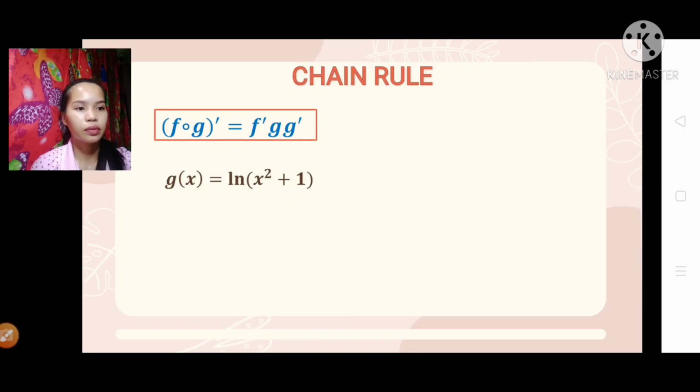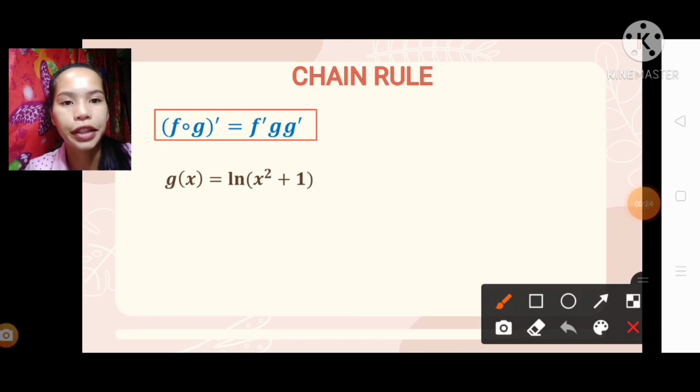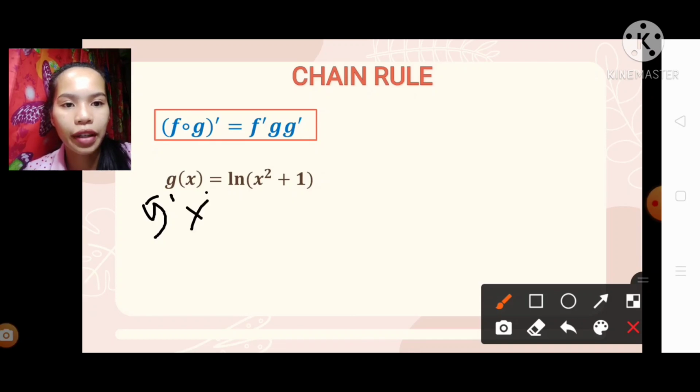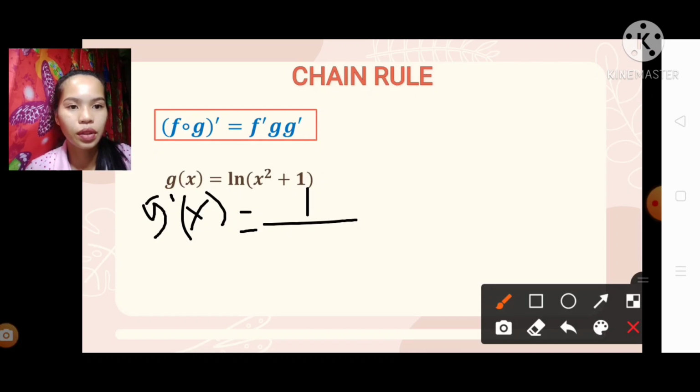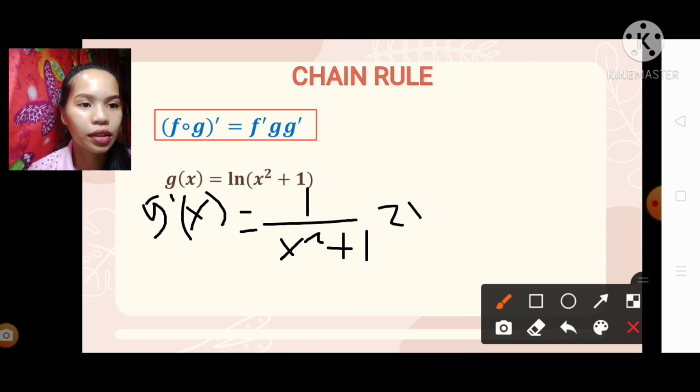So next, we have g prime of x is equal to the derivative of ln, which is simply 1 over x squared plus 1, times the derivative of the inside function x squared plus 1, which is simply 2x. That is according to the power rule.